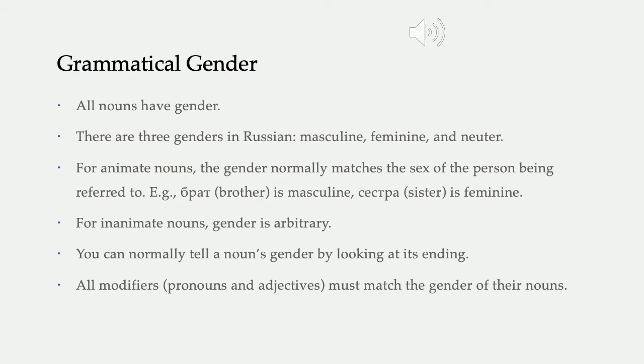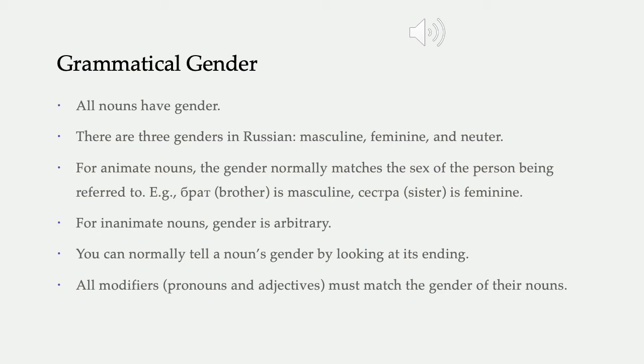The nice thing about Russian is that 80-90% of the time, you can tell a noun's gender by looking at its ending. Remember, in Russian, we're always going to pay a huge amount of attention to the ending of words. And so we can look at a noun's ending and tell its gender most of the time. And then all modifiers, so pronouns and adjectives, must match the gender of their nouns.